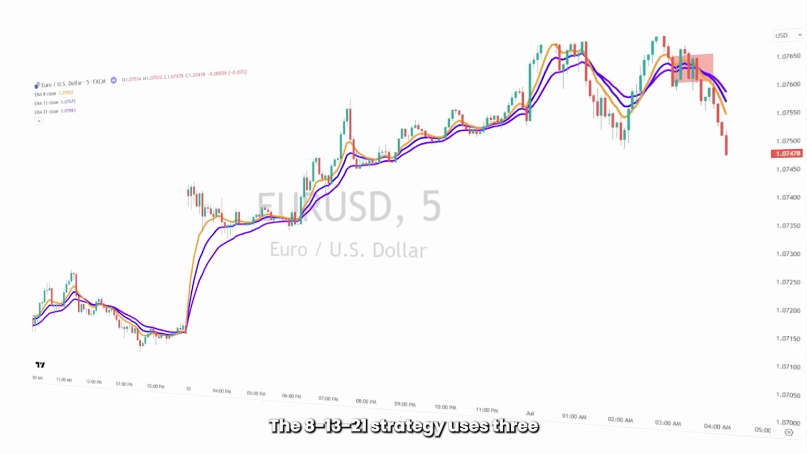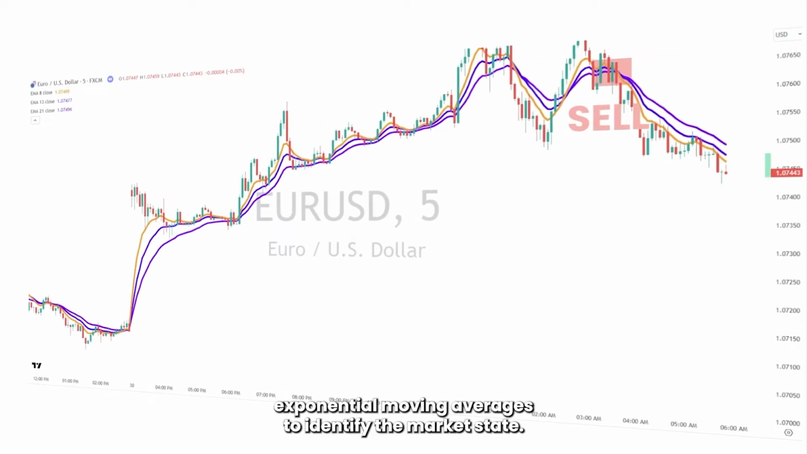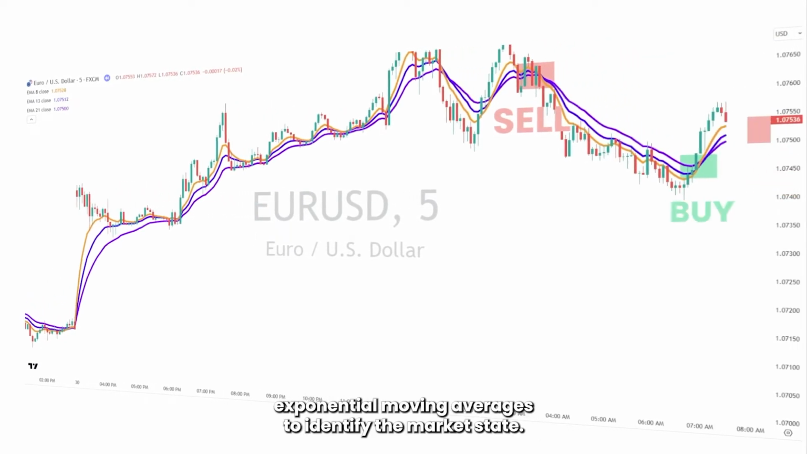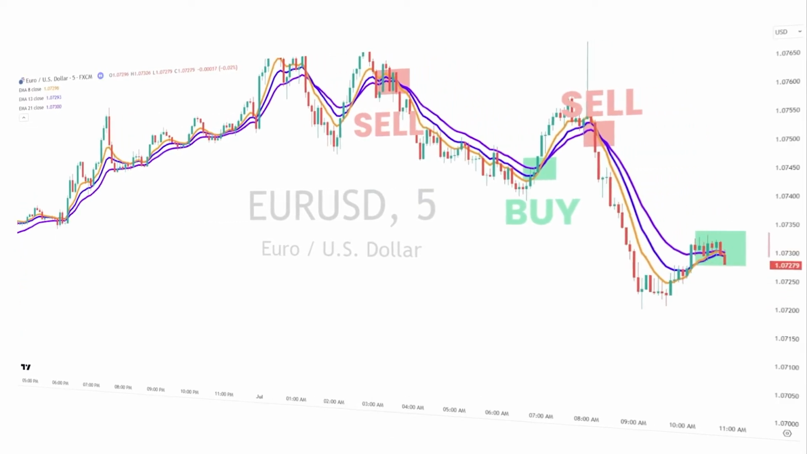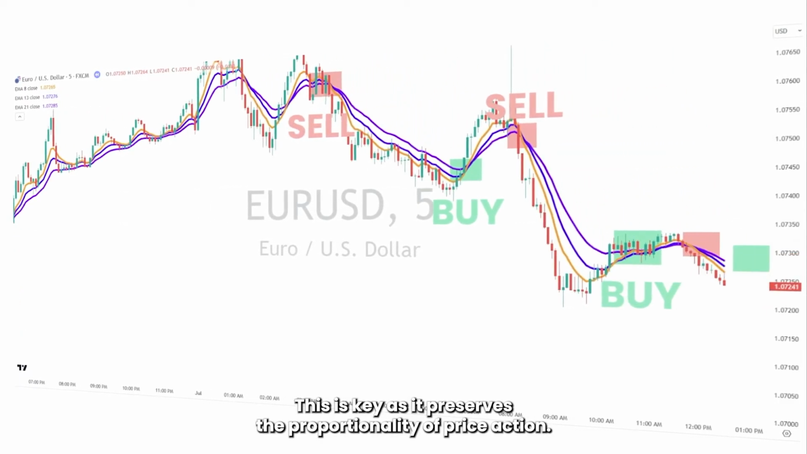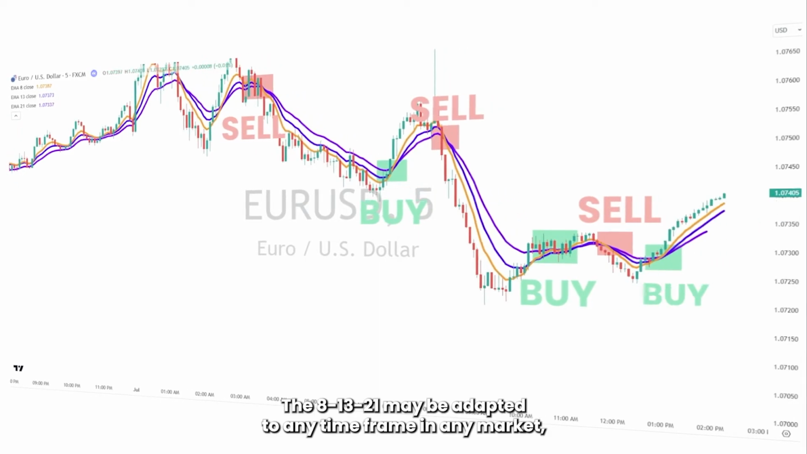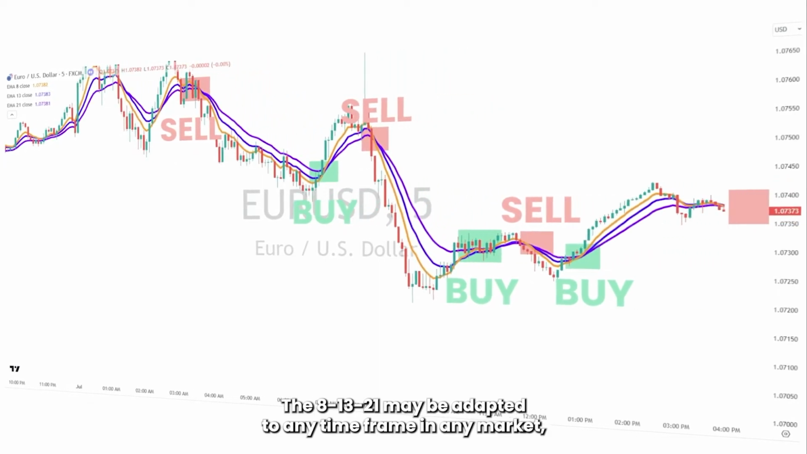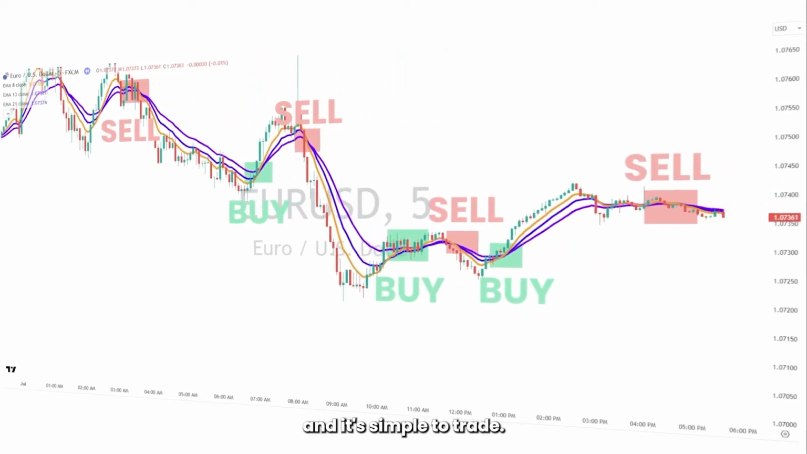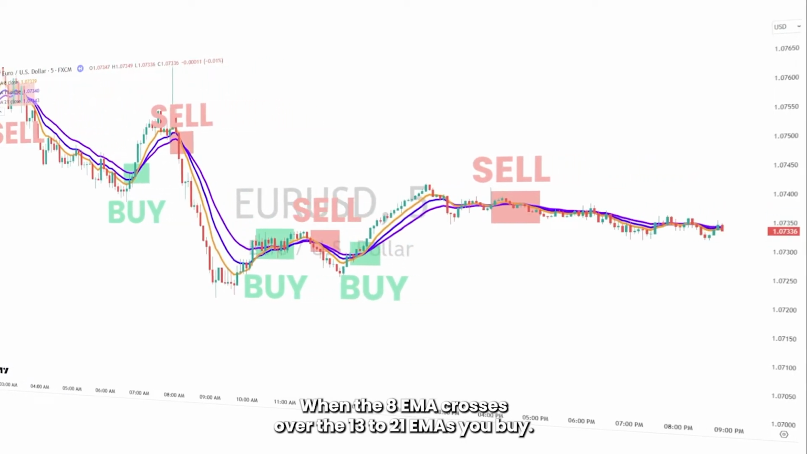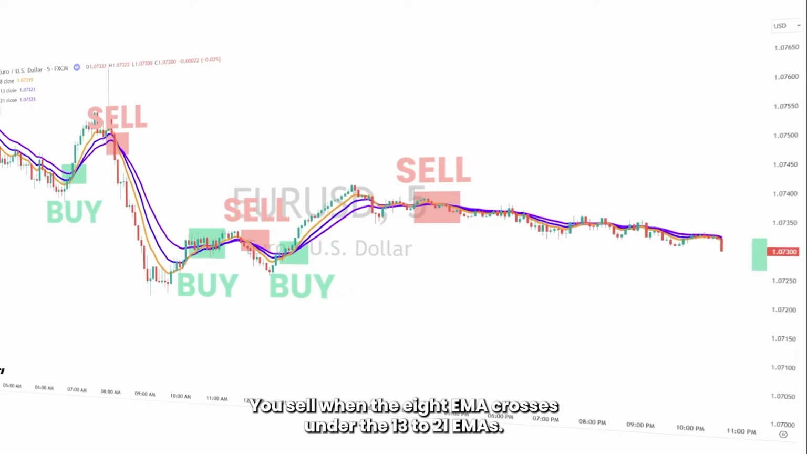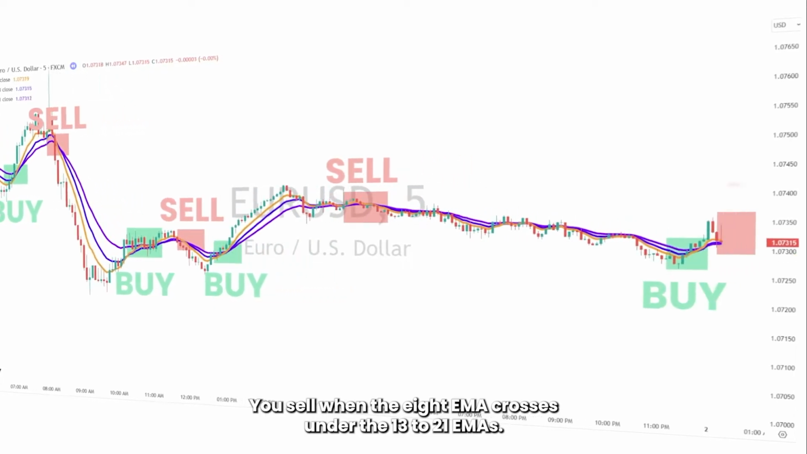The 8-13-21 strategy uses 3 exponential moving averages to identify the market state. Each EMA is special because it is a Fibonacci number. This is key as it preserves the proportionality of price action. The 8-13-21 may be adapted to any time frame in any market, and it's simple to trade. When the 8 EMA crosses over the 13 and 21 EMAs, you buy. You sell when the 8 EMA crosses under the 13 and 21 EMAs.